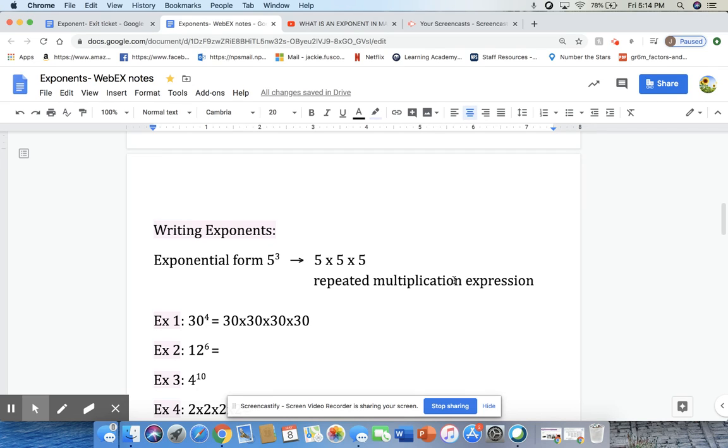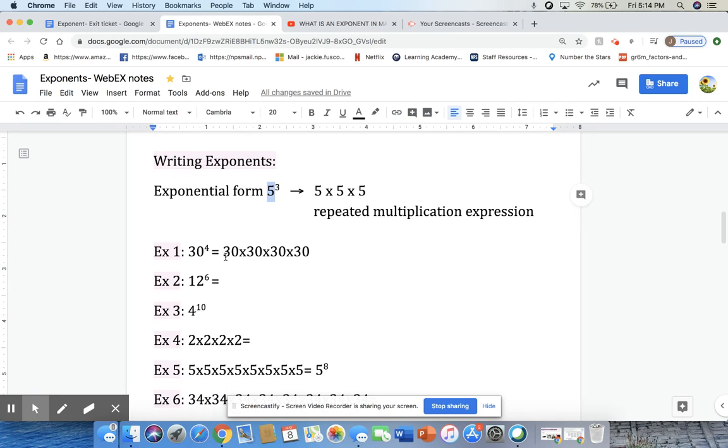And repeated multiplication is when the multiplication is written out. So 5 is being multiplied 3 times. 1, 2, 3. So here's an example. It says 30 to the 4th power, or 30 4 times. 1, 2, 3, 4. Now here, we had the number 12 being multiplied 6 times. So 1, 2, 3, 4, 5, 6. Because that's all it's asking when it wants to see your repeated multiplication.